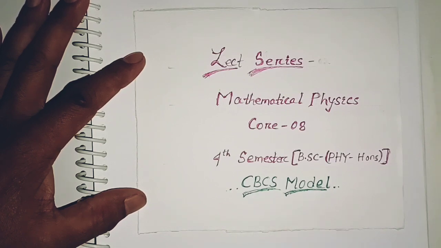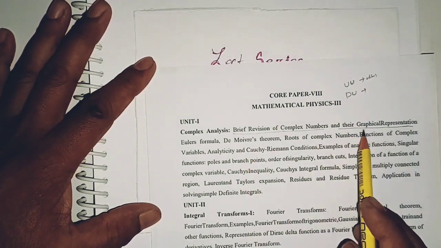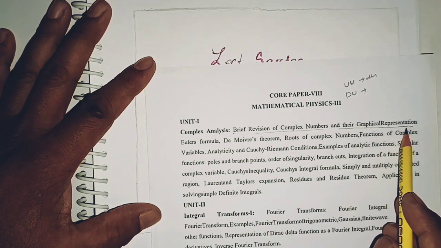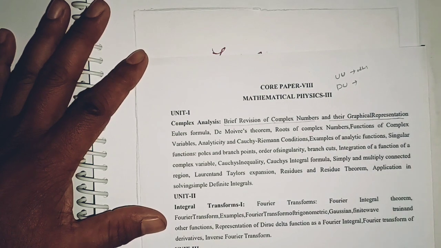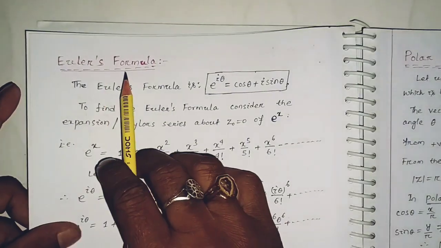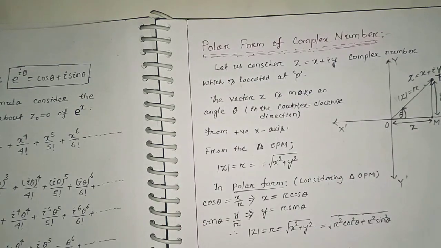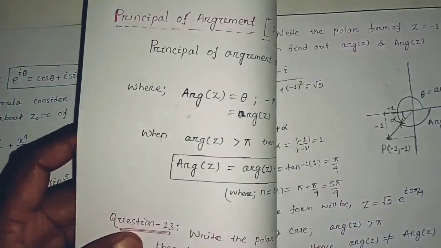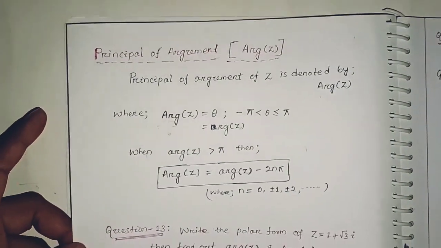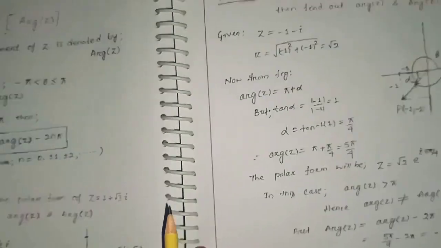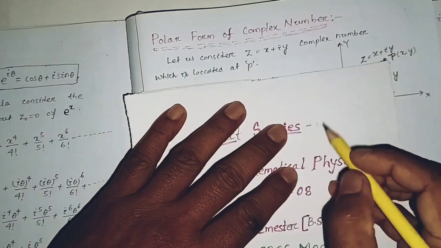In our last class we discussed a brief revision of complex numbers, their graphical representation, and a few numericals. In this class we are going to discuss Euler's formula, the polar form of complex numbers, and the principle of argument, with corresponding numericals. So this is lecture number 2.